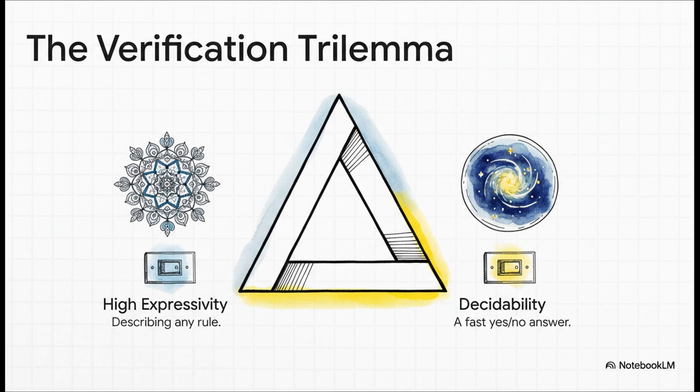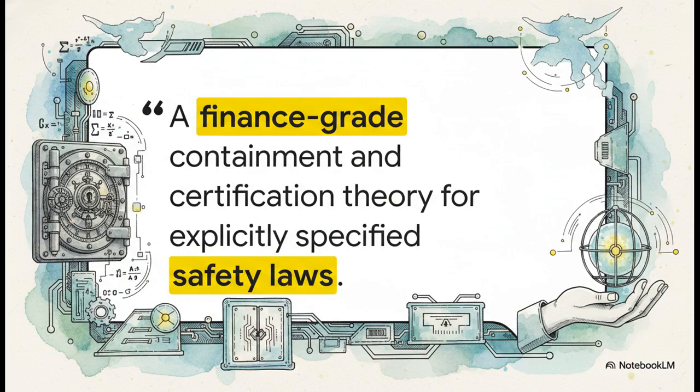So CAST makes a smart, practical choice. It prioritizes getting you a fast, provably correct answer for the specific safety rules you define. And this quote from the paper just nails it. You can hear how grounded and practical the whole approach is. Again, this isn't about sci-fi scenarios. It's a finance-grade containment system for the kind of AI we have right now and are building for the near future, working with rules that we humans write down and define.